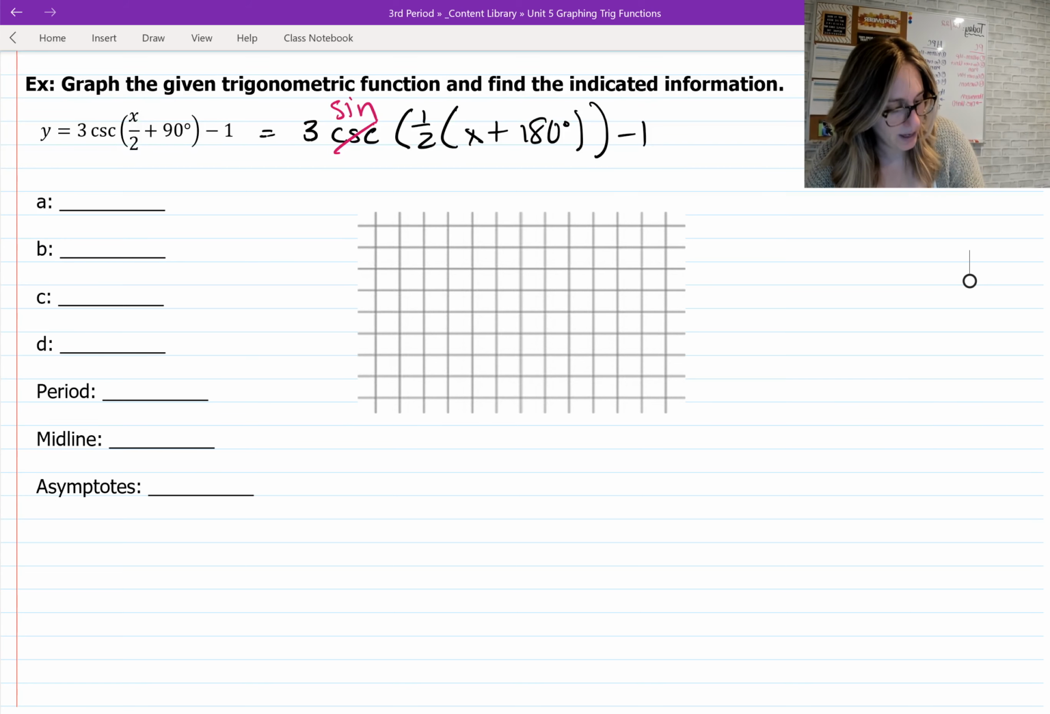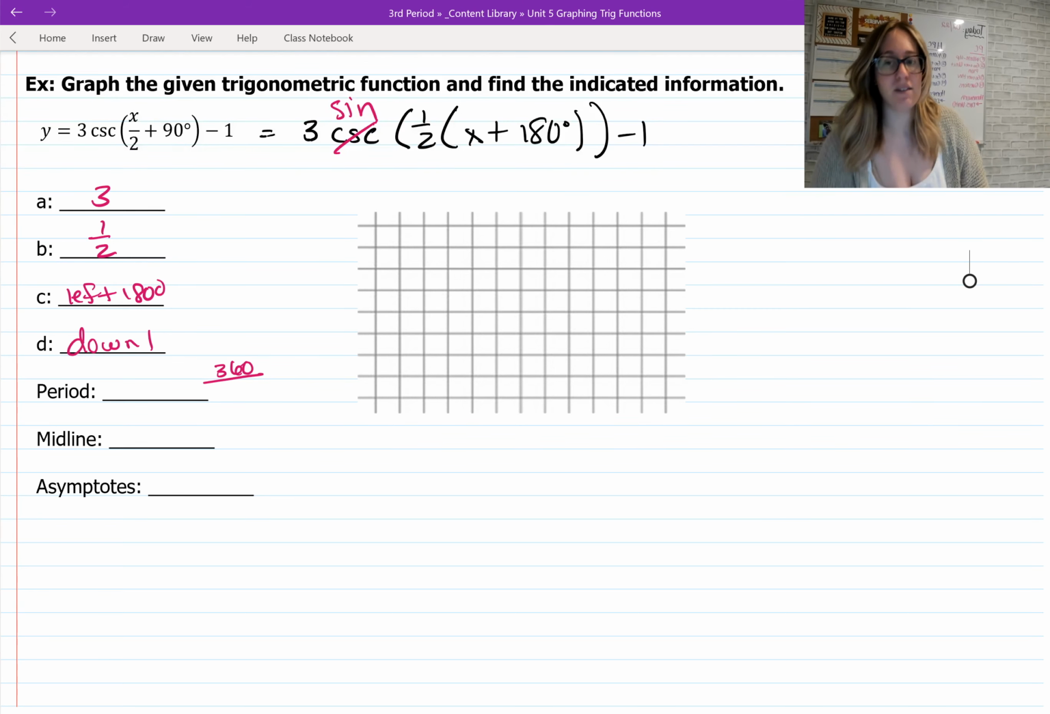All right, so my a value is 3, my b value is 1/2, my c value, I'm going left 180. My d value is down 1. My period, since we are in degrees, is 360 divided by my b value, which is 1/2. So this becomes 720. My period is 720. My midline is down 1, or you can say y equals -1. I'm going to fill in asymptotes later, once I graph this, so we'll get asymptotes at the very end.